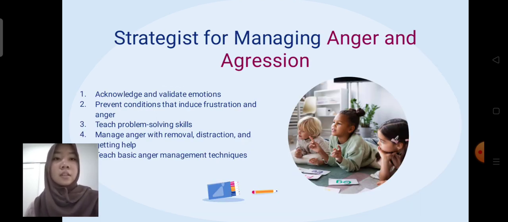So, okay, this is the strategies for managing anger and aggression. The first, acknowledge and validate emotions.